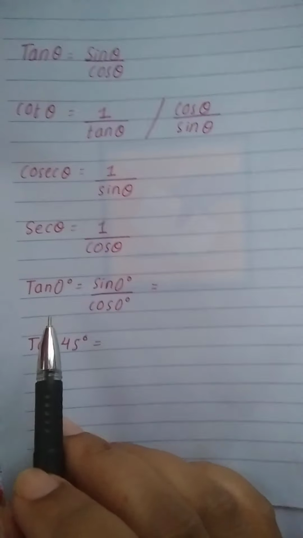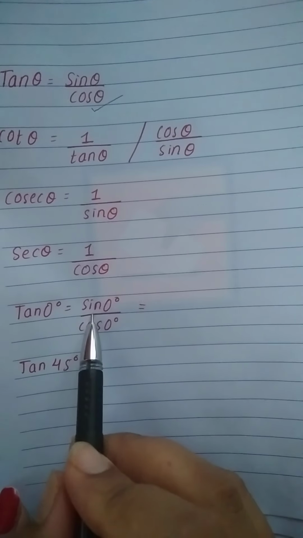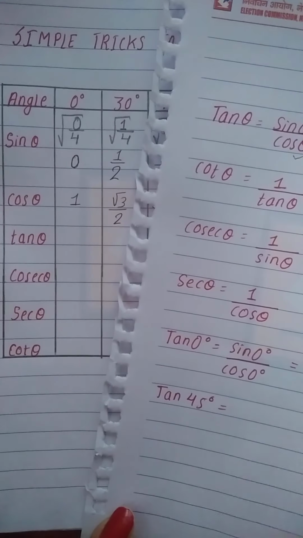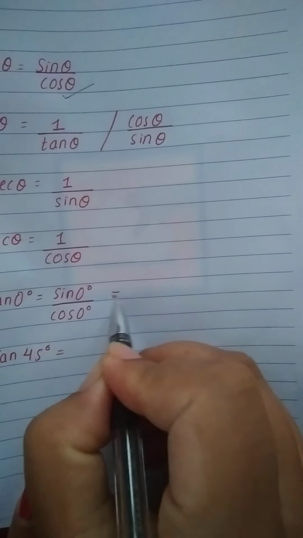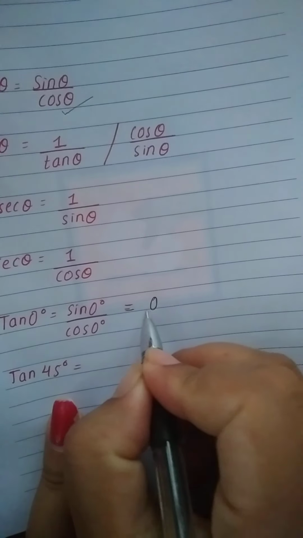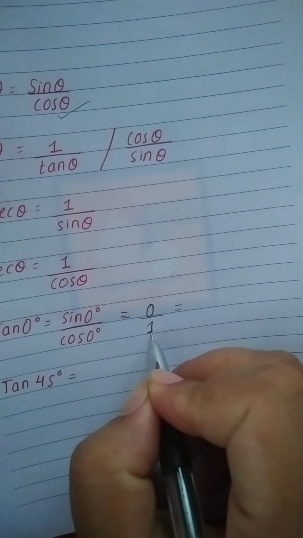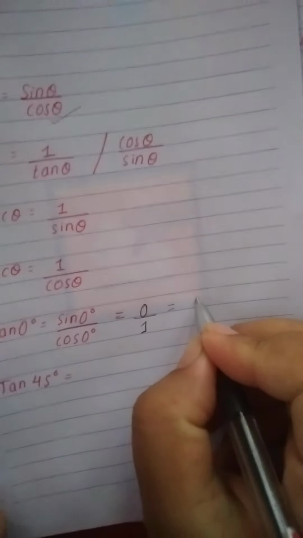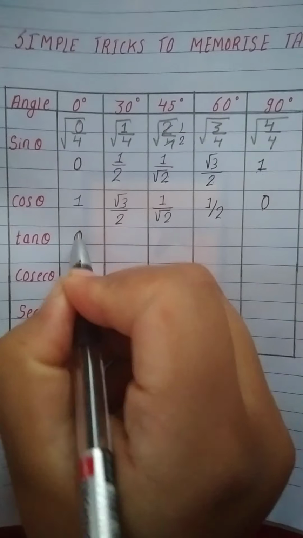For example, if you want tan 0 degree, then we'll use this formula. So instead of tan 0 degree, we'll write sine 0 degree by cos 0 degree. Now we can see the value of sine 0 is 0 and cos 0 is 1. So 0 divided by 1. Can you tell me the value of 0 divided by 1? Previously also I told you, whatever the number divides 0, it will come 0, right? So tan 0 is 0. Now we can write here 0.